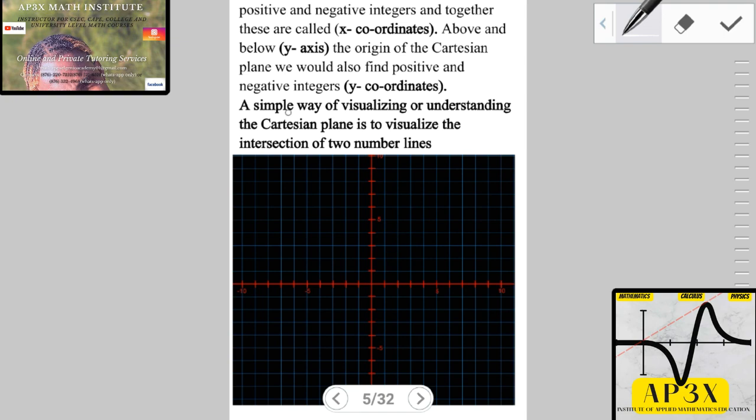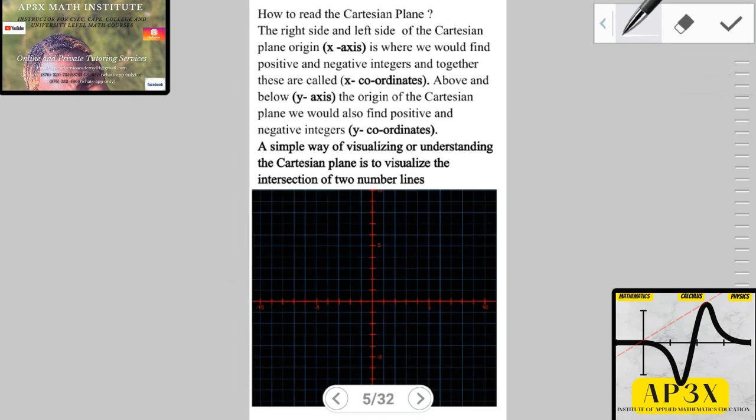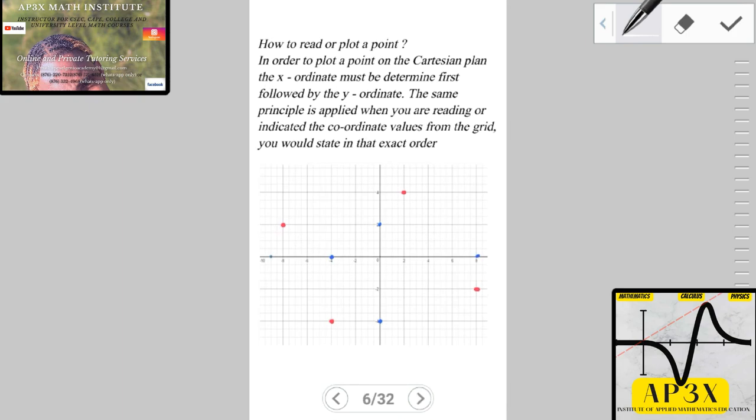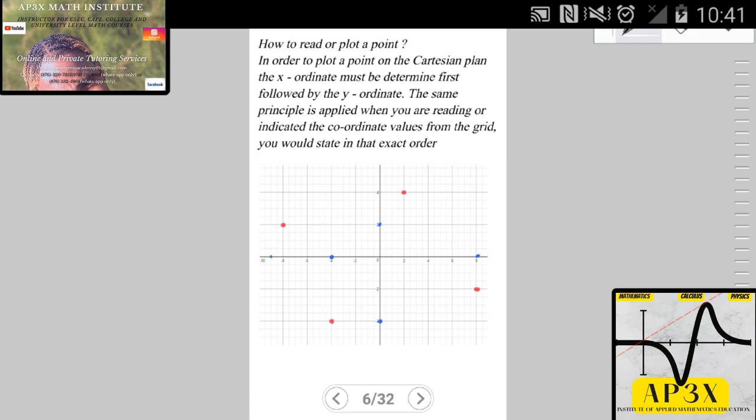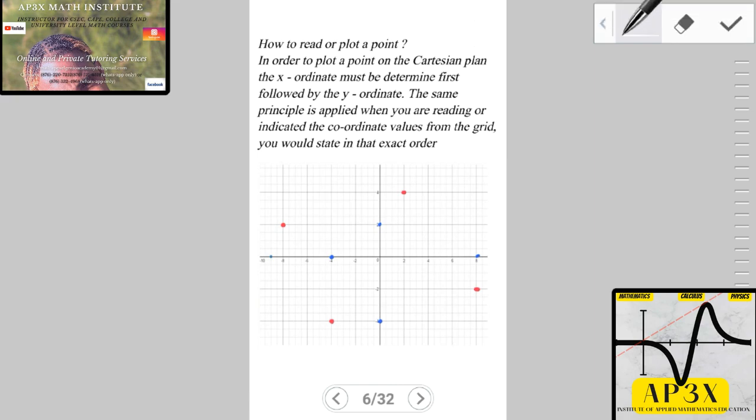All right. Now, there are so many different ways that you can look at this, but a simple way for me personally of visualizing and understanding the Cartesian plane is to visualize the intersection of two number lines. We're already familiar with what a number line is. So if you take a horizontal number line and intersect it with a vertical number line, then you basically have your Cartesian plane.